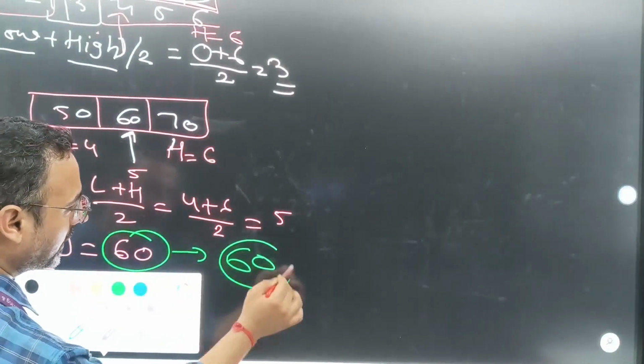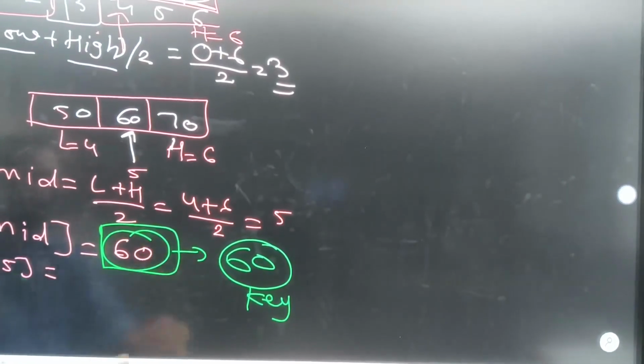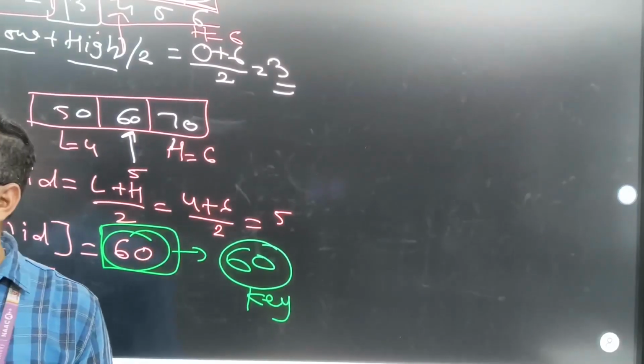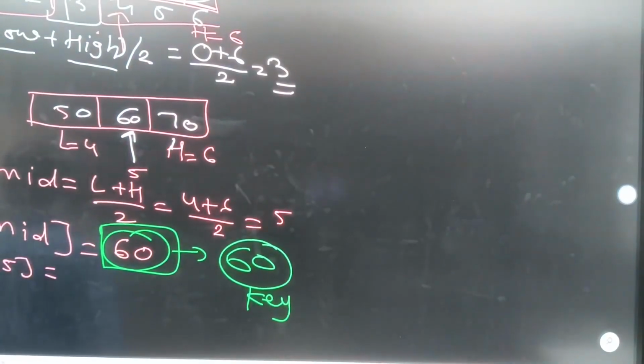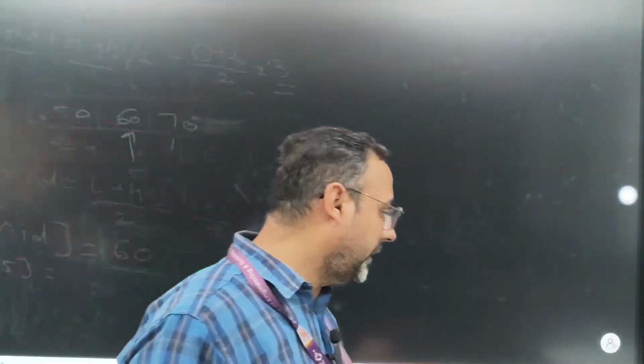Our key value is this, and this is the new mid value, which is the same. So I got the target, we have found the element. Okay, now how to write the program for this?